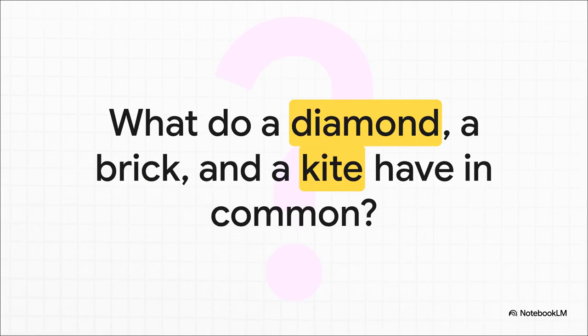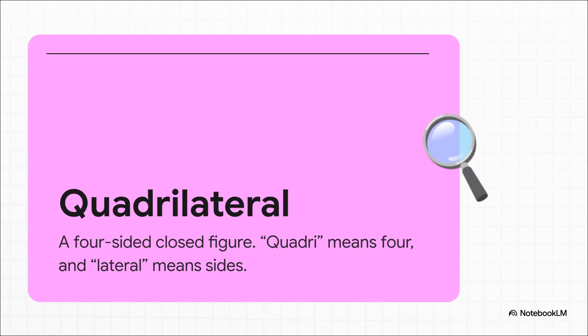Okay, let's kick things off with a little riddle. I want you to think about a diamond, a brick, and a kite. I mean, they seem totally different, right? But I promise you, they all share a secret family identity. And the answer is, they're all quadrilaterals.